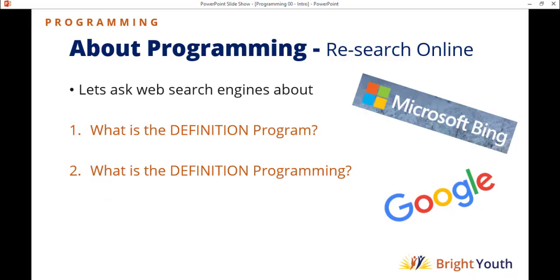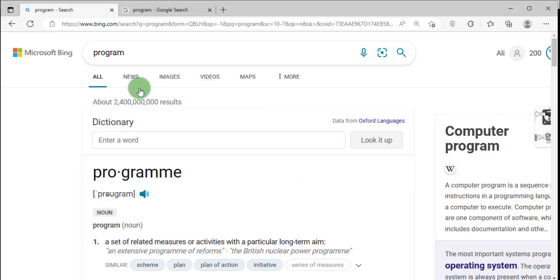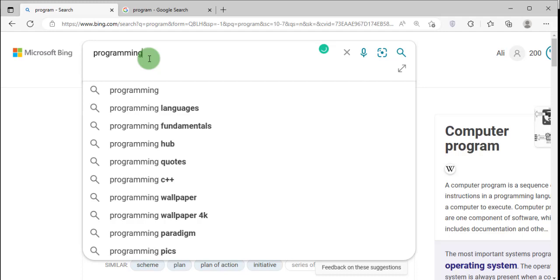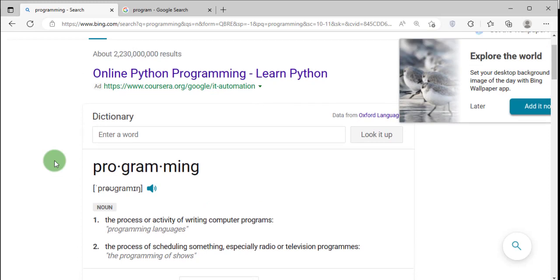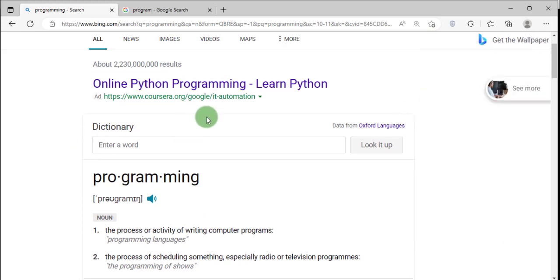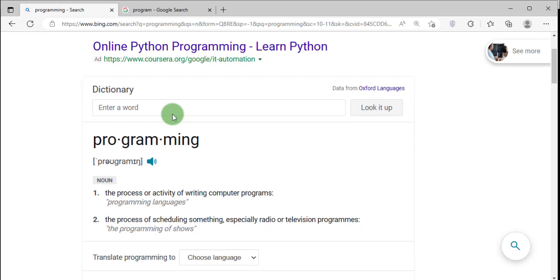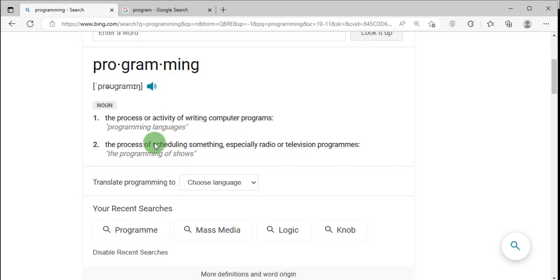Coming back to our slide, what is the definition of programming? Let's quickly search on this because I don't want to take too much of your time. First of all, here is an ad about online programming, Python programming. Python is a computer programming language, as most of us know, and we don't want to learn that right now. In the dictionary, it says the process or activity of writing computer programs. Programming is the verb itself, but in this dictionary it has been shown as a noun. I think there might be a bug in this dictionary.